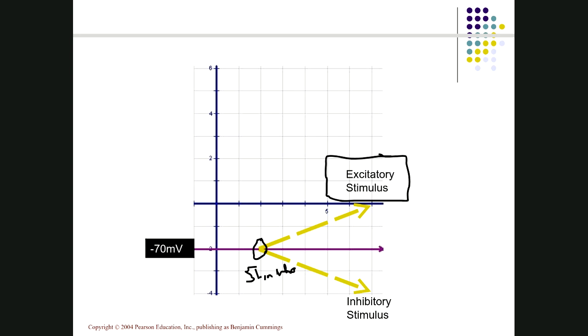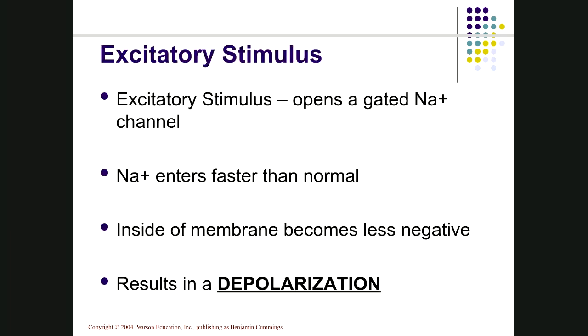If it goes toward zero, here's zero here. If it goes toward or above zero, it's called an excitatory stimulus. If it goes in the other direction, look, it's moving further away from zero, it's called an inhibitory stimulus. So we have two different kinds of stimuli that are going to make this graph move. So let's look at these two types of stimuli. Let's look at an excitatory stimulus first.